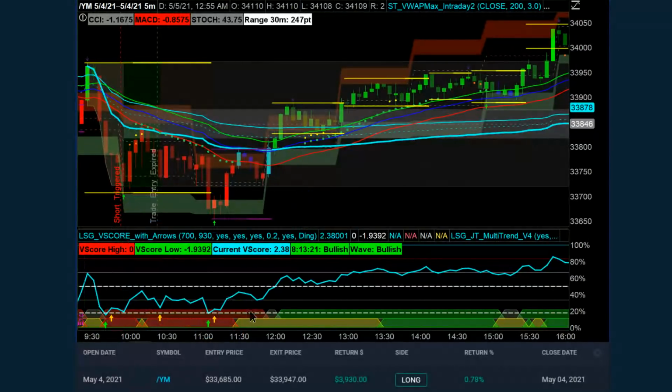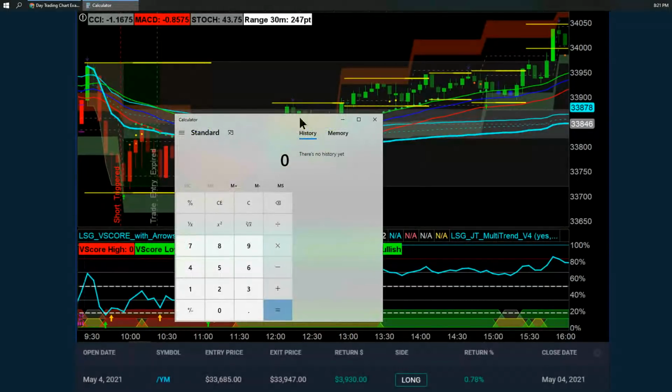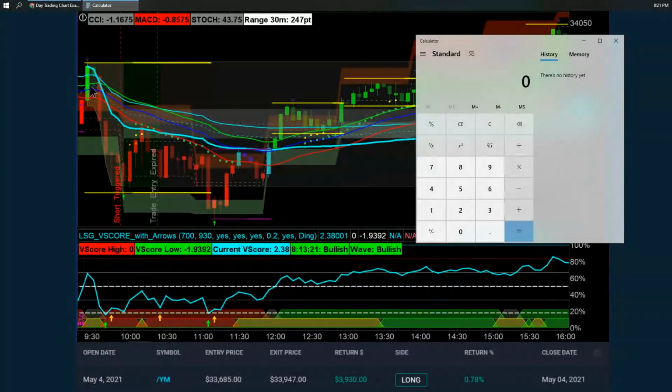33,685, and it moved all the way up to 33,947. Now, at this point, some of you might be saying, well, Rog, okay, I can see the price movement, but what does that really mean in dollars per contract, right? So let's break this down. This is the Dow, and the Dow has $5 per point value. So let's take the 33,947 and 33,685, right? That's a total of 262 points at $5 a point.